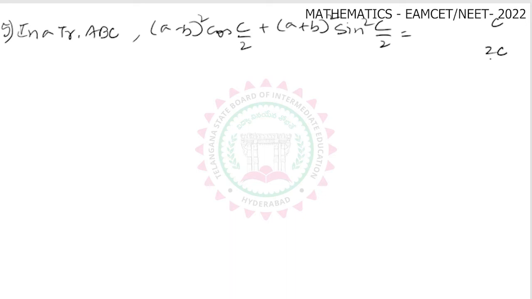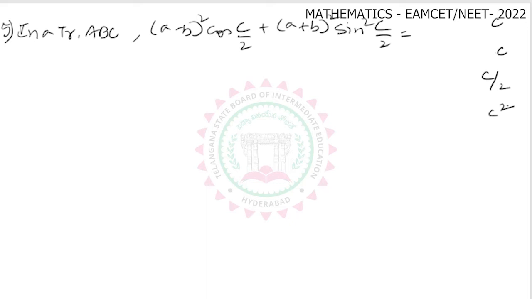In a triangle ABC, (A minus B) whole square into cos square C/2 plus (A plus B) whole square into sin square C/2. The options are C, 2C, C by 2 and C square.